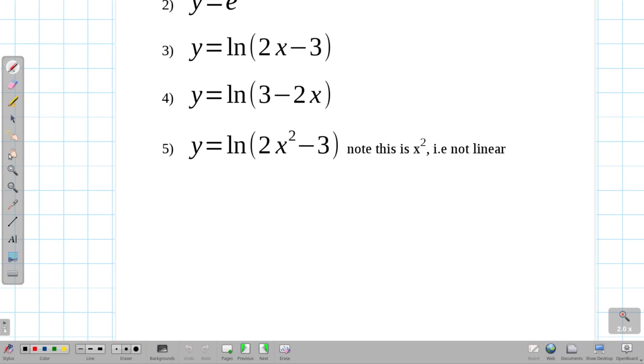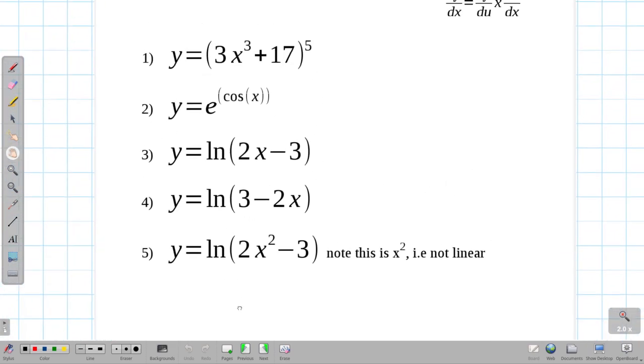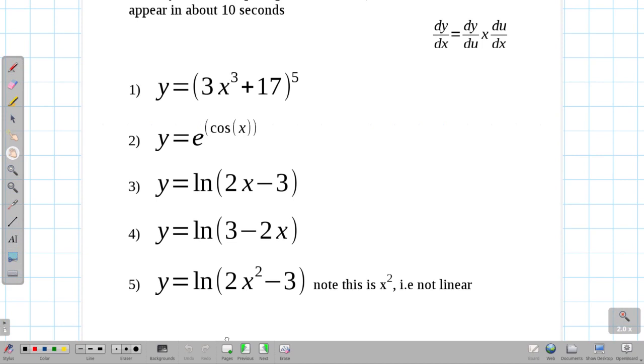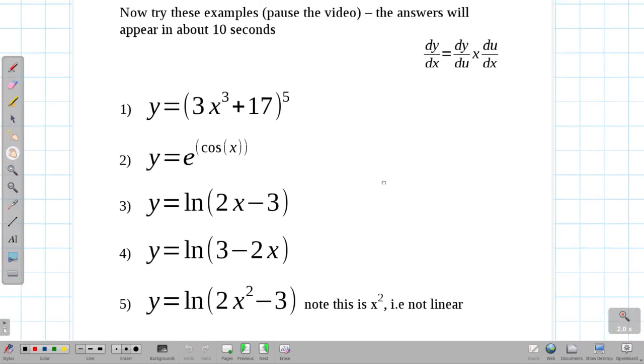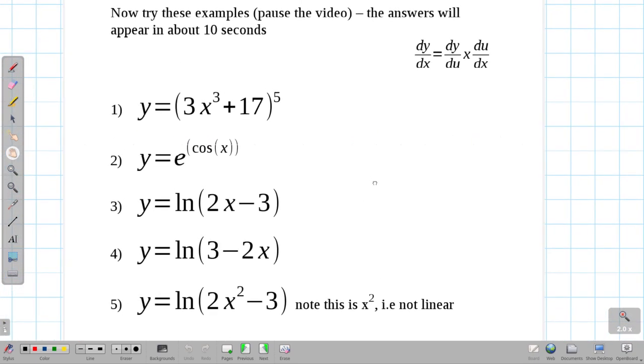Now on this one, just shuffle it down a bit. I want you to have a go at these yourself. So what you'll need to do is pause the video, have a go at these 5 and see how you get on, and then on the next slide I'll give you the answers, the solutions. Okay, so pause the video now and have a go.